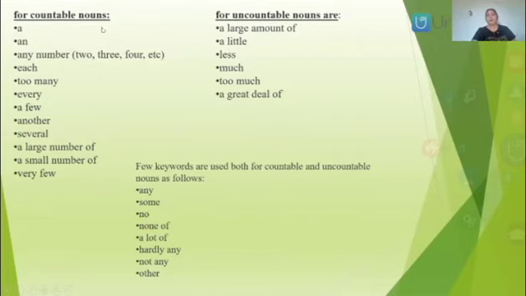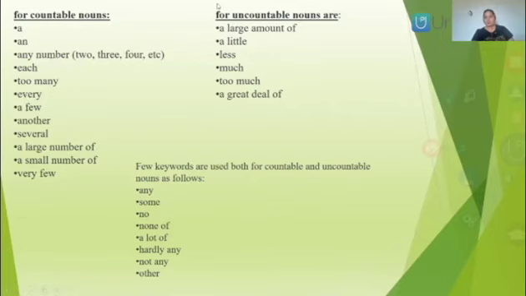I have shown you a few examples here. A, and, 2, 3, 4, it could be any number. You could use these for countable nouns. Each one of us wants to be excellent. You cannot say each one of us want to be excellent. Too many, there are too many. Every, for countable nouns, you could use this. A few, another, several. A large number of students are gathered. A small number of people. Very few students, very few teachers. Very few businessmen pay their taxes. So you understood? For countable nouns.